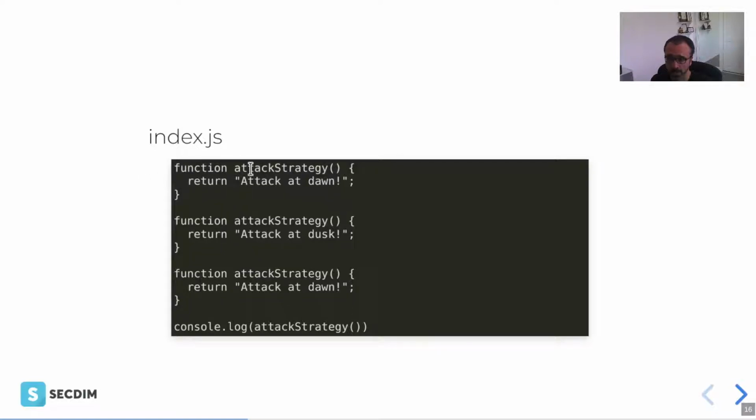As you can see, I have this function defined multiple times, each time returning a different value. Would you say it will print out attack at dawn, or attack at dusk, or again attack at dawn? Maybe a better way for us is to actually run it.